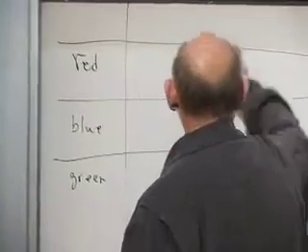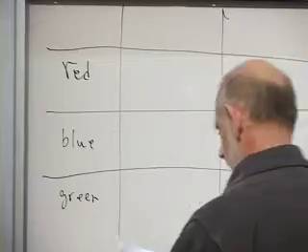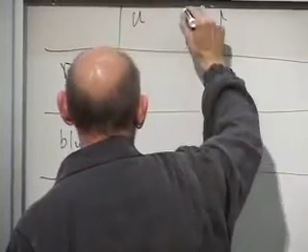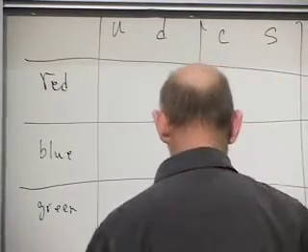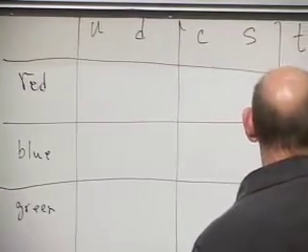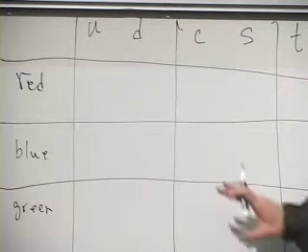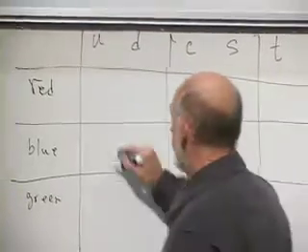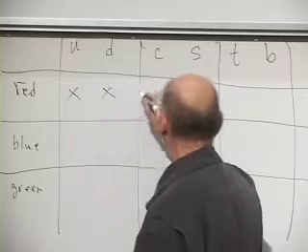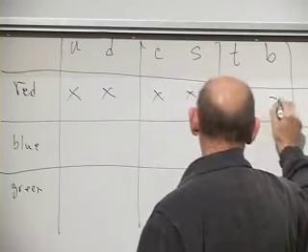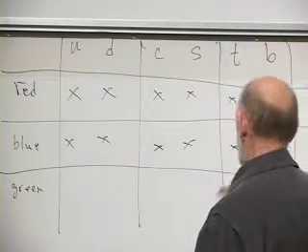And then along here, let me list the up quark, the down quark, the charmed quark, the strange quark, the top quark, and the bottom quark. Each one of these boxes is filled. There are red, blue, and green up quarks. Let's put an X there. There's an X here, an X here, X here, X here, and so forth. These X's represent all the possible quarks that exist.